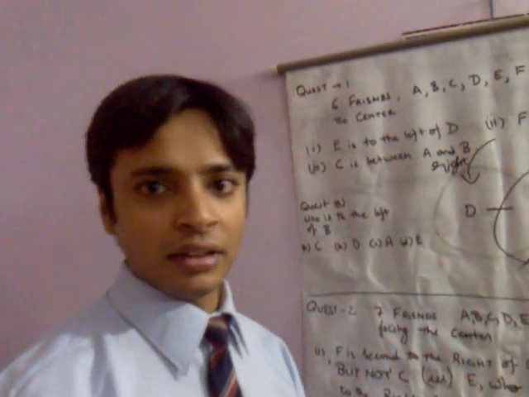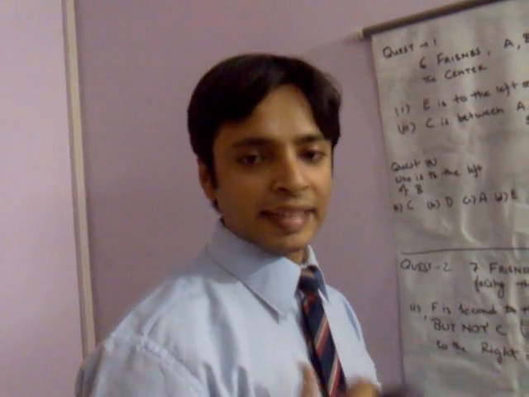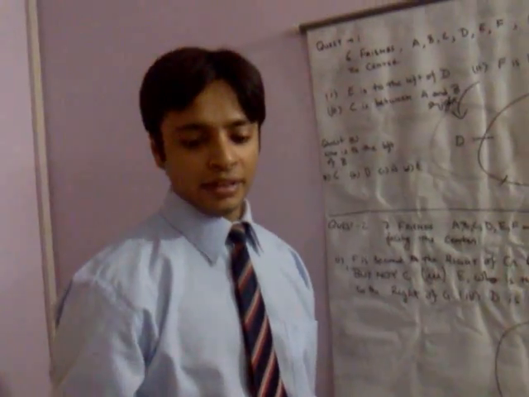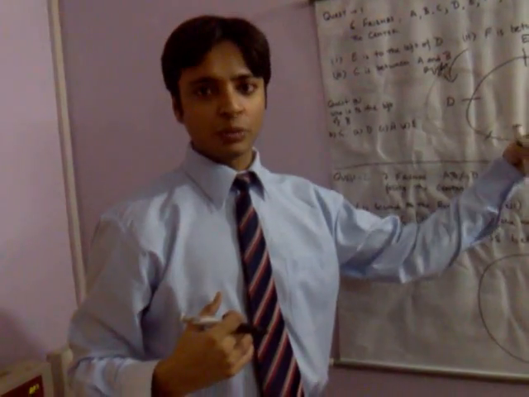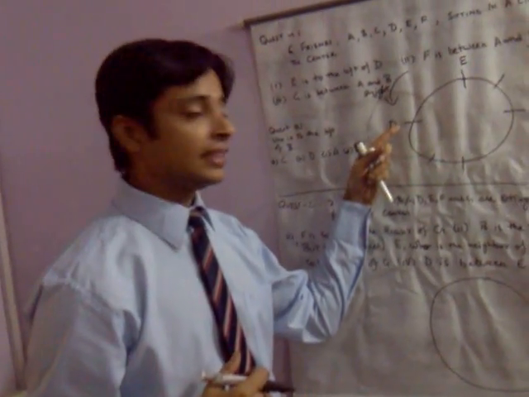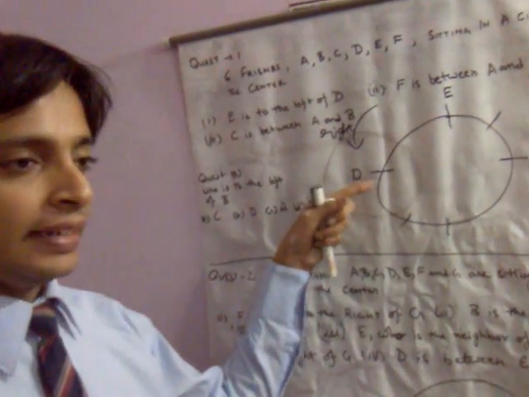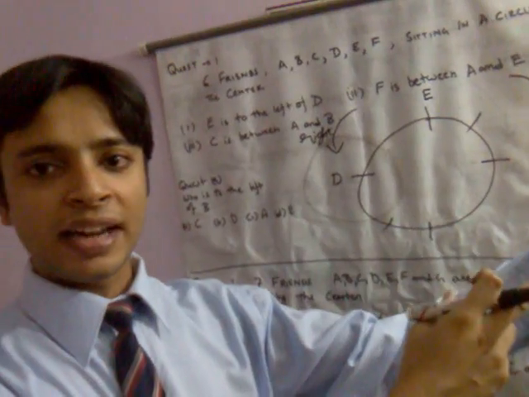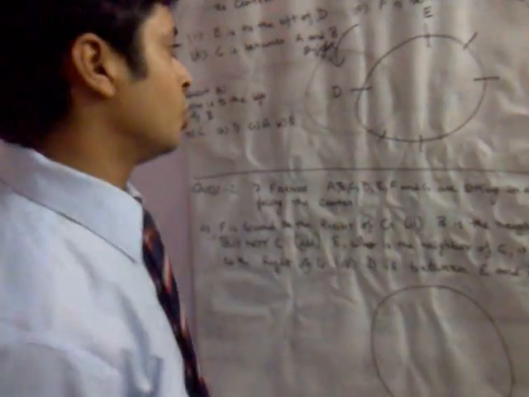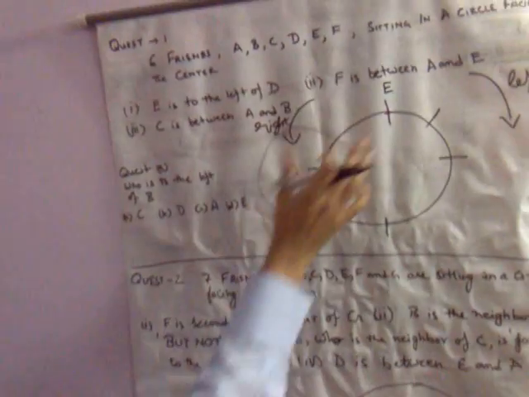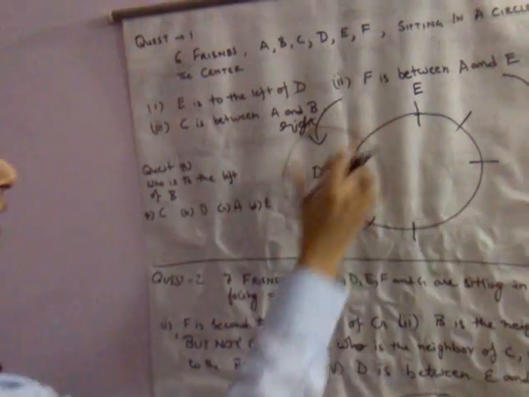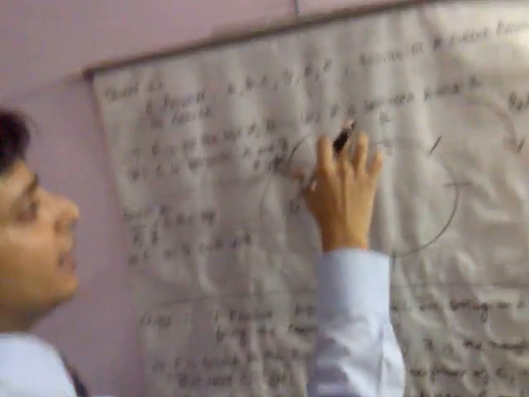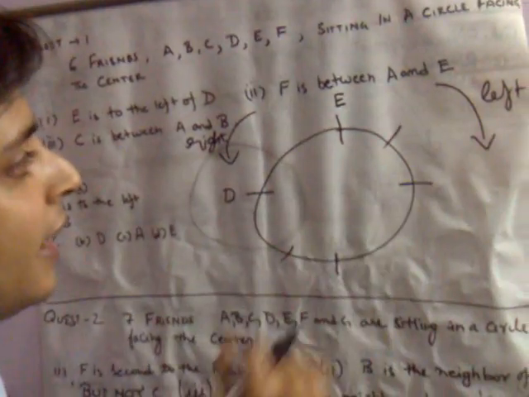Now see, now look towards me. If I am sitting like this in a circle, this is a circle and E is sitting over here. If I am sitting like this, then E is to my left, and that is the case in this question as well. D is in my position and E is over here. So this is my left hand that is going towards E. So D is to the right of E and E is to the left of D. Now second information is that F is between E and A.